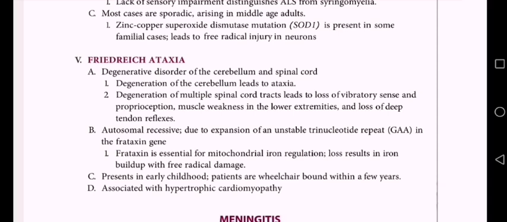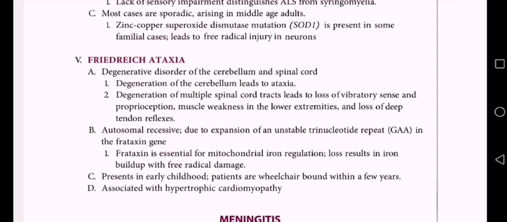Alright, let's continue our most important spinal cord lesion, which is Friedreich ataxia, a degenerative disorder of the cerebellum and spinal cord. Remember, this involves the cerebellum and the spinal cord. Degeneration of the cerebellum leads to ataxia. Degeneration of multiple spinal cord tracts leads to loss of vibratory sense and proprioception, muscle weakness in the lower extremities, and loss of deep tendon reflexes.